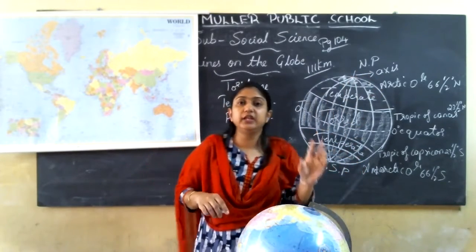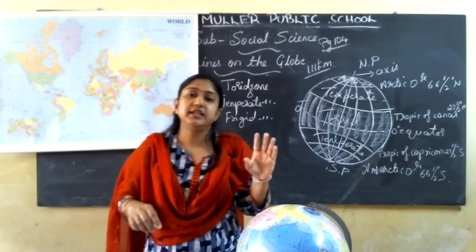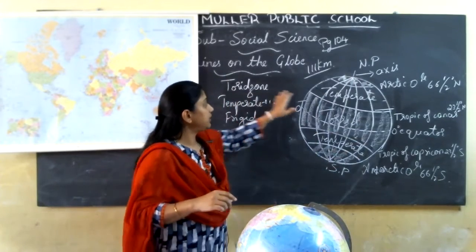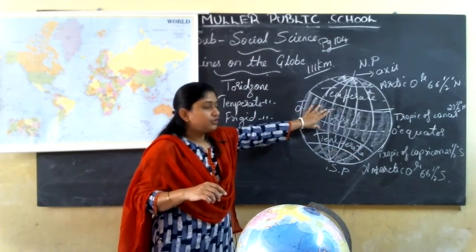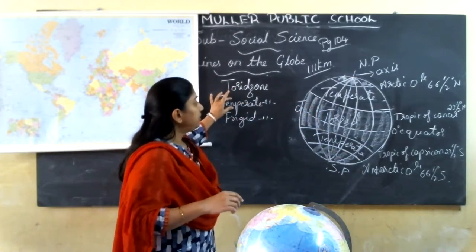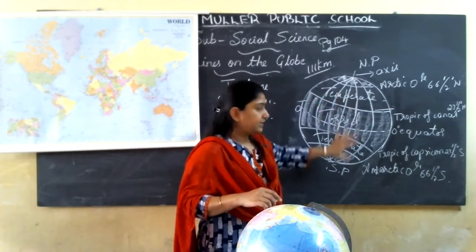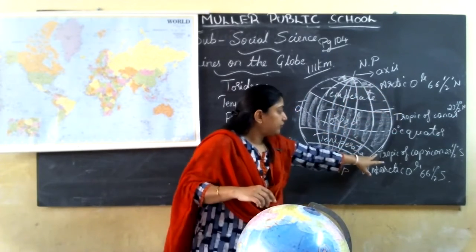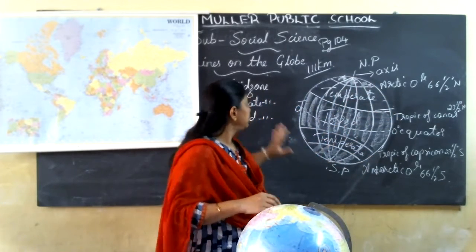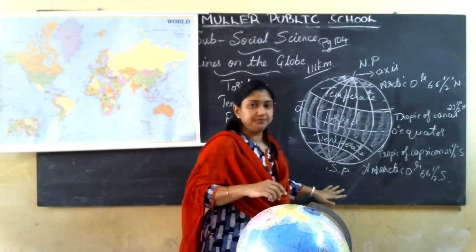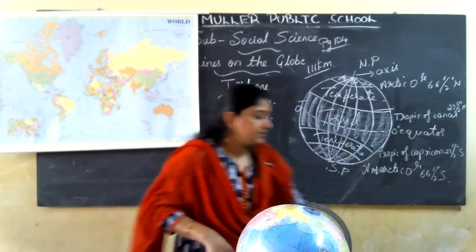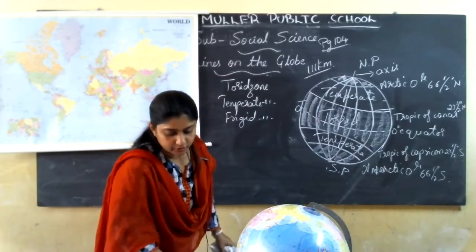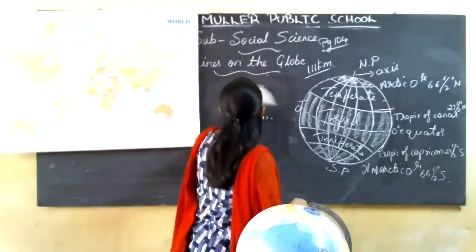So there are 3. If there is a question saying name the 3 heat zones, the heat zones are nothing but the torrid zone that lies on either sides of the equator, and the temperate zone, where you have to write where it lies exactly: Tropic of Cancer to Arctic Circle in the northern hemisphere, and Tropic of Capricorn to Antarctic Circle in the southern hemisphere, and the frigid zone at the poles. Yes? And also we had started with the longitudes, isn't it? We were about to start.